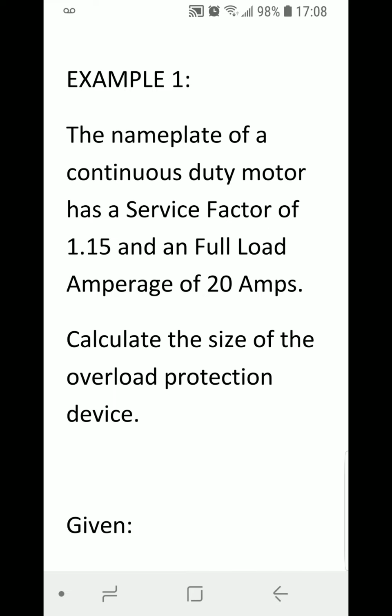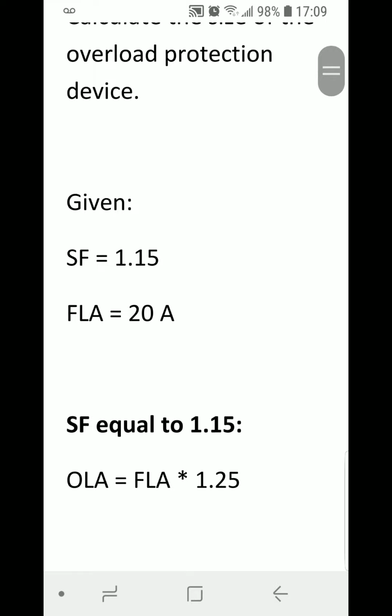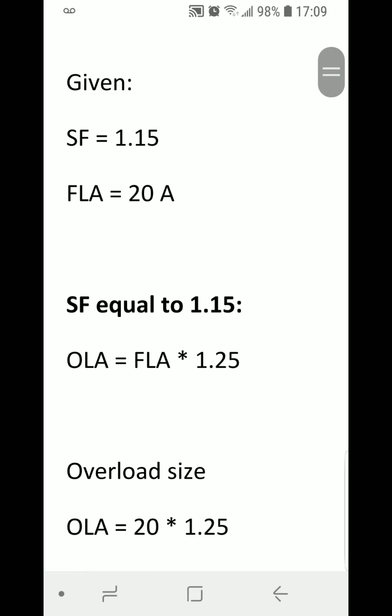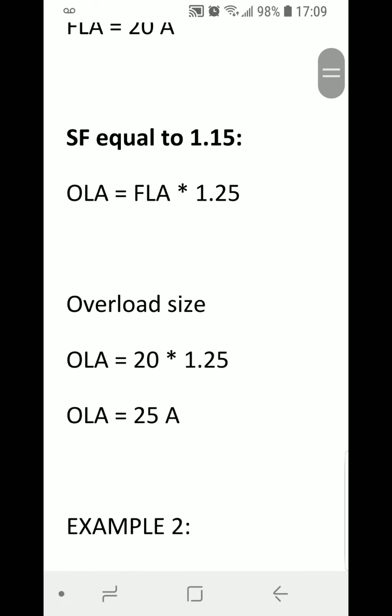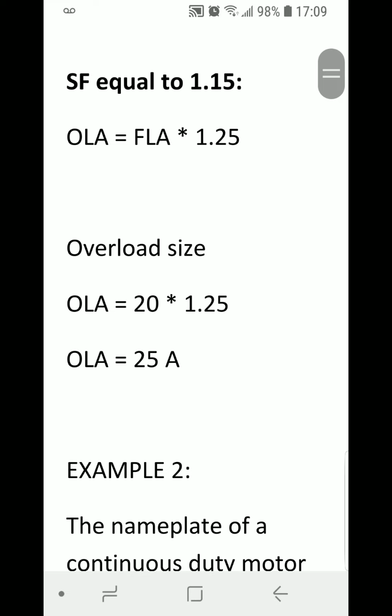The nameplate of a continuous duty motor has a service factor of 1.15 and a full load amperage of 20 amps. Calculate the size of the overload protection device. Analyzing the given, we have service factor 1.15, full load amperage 20 amps. And the formula that I discussed above is for a service factor equal to 1.15, the overload amperage is equal to full load amperage times 1.25.